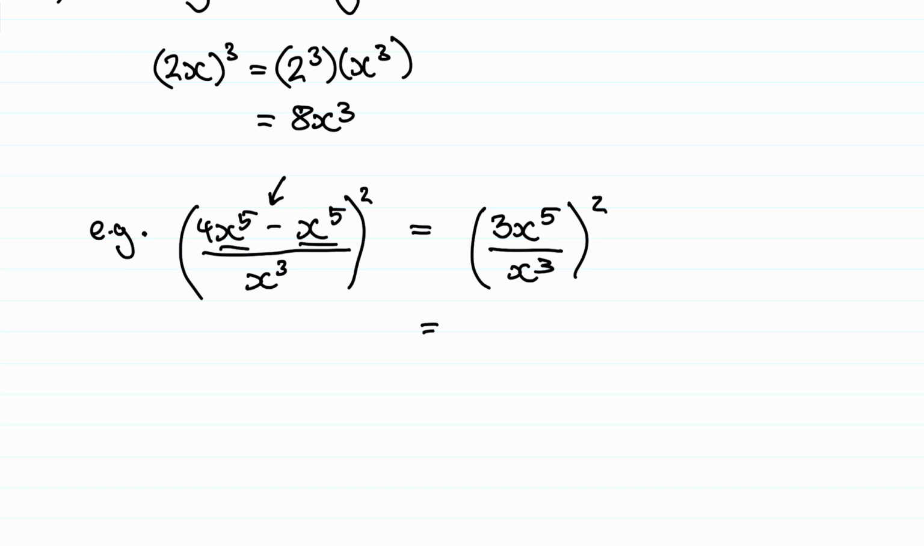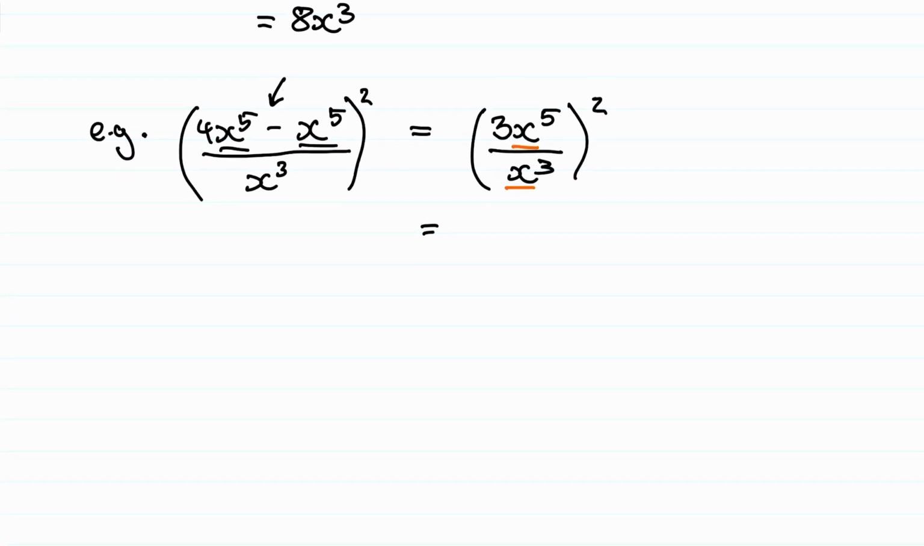Now what would we do here? So in this case, we've got two things in terms of the same base, so they're both x raised to the power of something, and they're divided. So in this case, we can use that division rule, so we get 3x, and then we can do the 5 minus the 3, because the 5's on the numerator, the 3's on the denominator, all squared. So that's going to be 3x squared all squared.